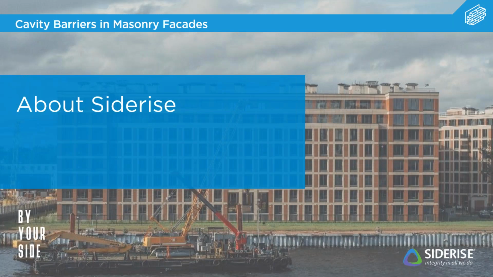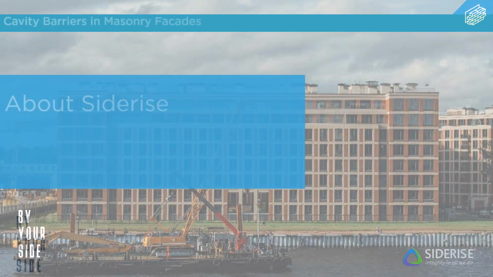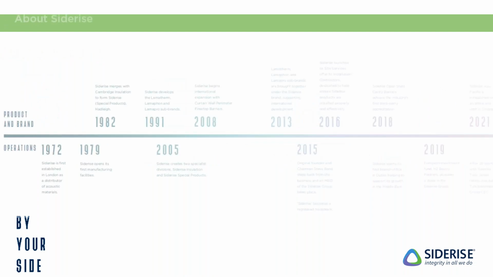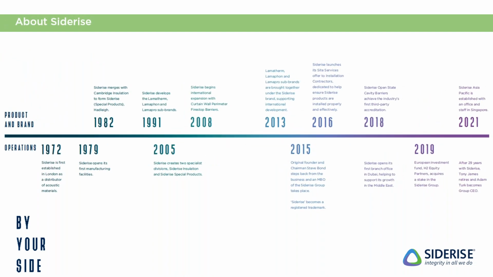So just briefly introducing you to us as a company, Siderise. We are a manufacturer of fire, acoustic and thermal materials, and we cover many different sectors within the industry. But we focus mainly on facades or construction, which both primarily look at facade types. However, we separate masonry into construction, as often it's referred to as construction as opposed to facades by contractors, etc.